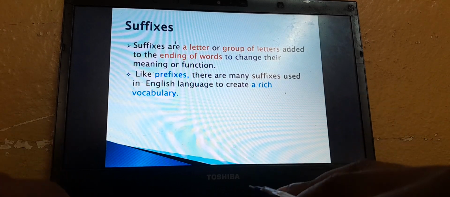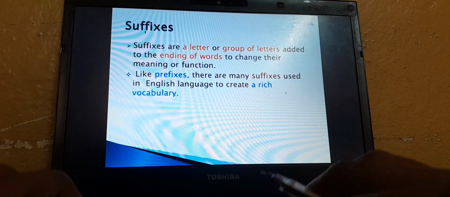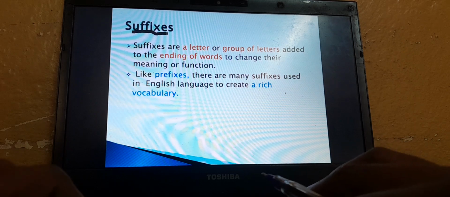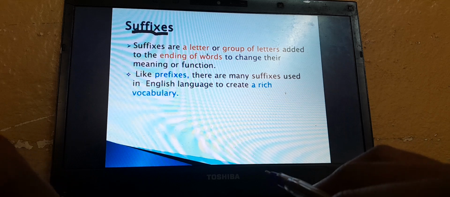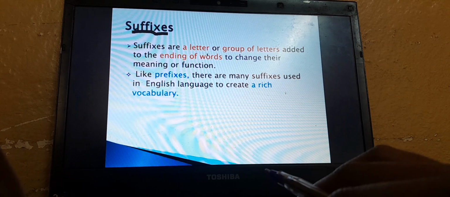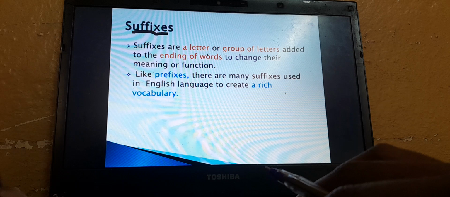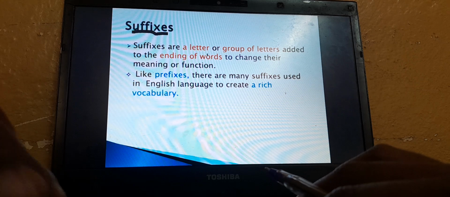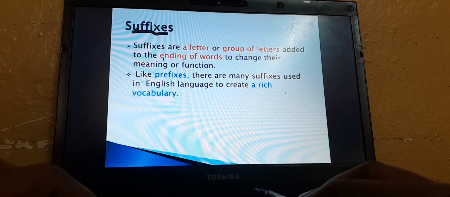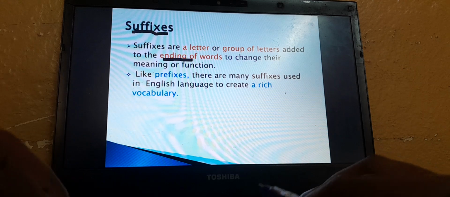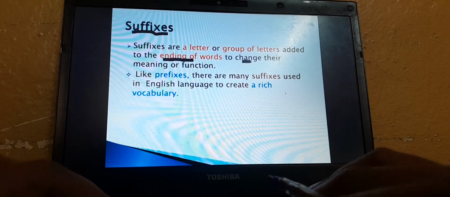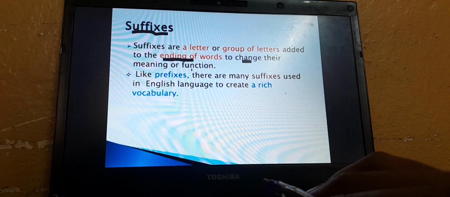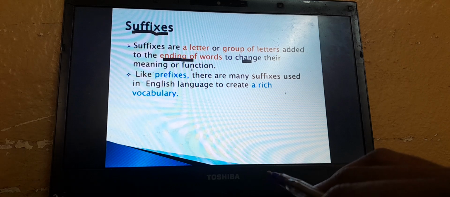When we discuss suffixes, you see, suffixes are a letter or group of letters added to the ending of words to change their meaning or function. As you can see from this explanation, they can be a letter or group of letters, they appear at the ending part of the word, and they change the meaning of the word they are attached to. These are the issues related to suffixes that we should grasp.